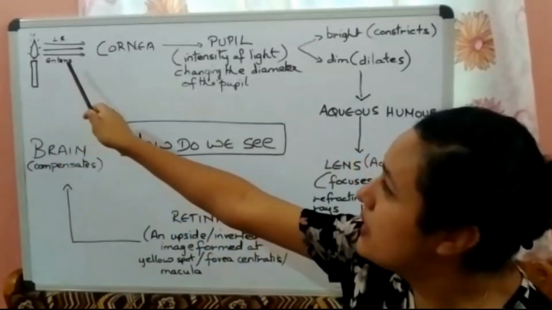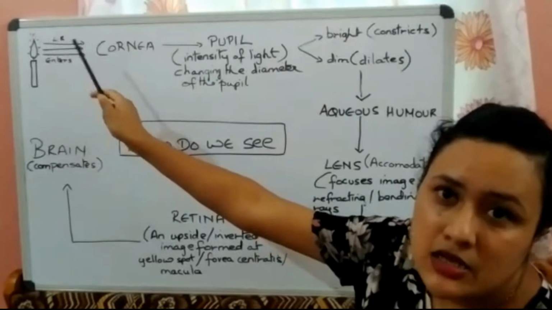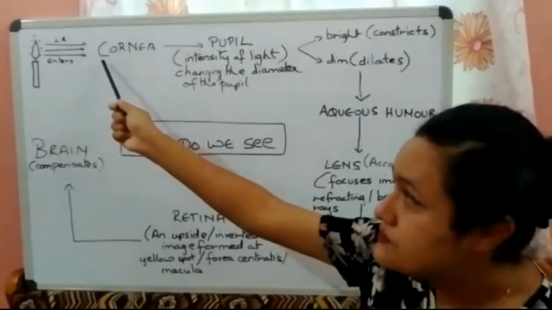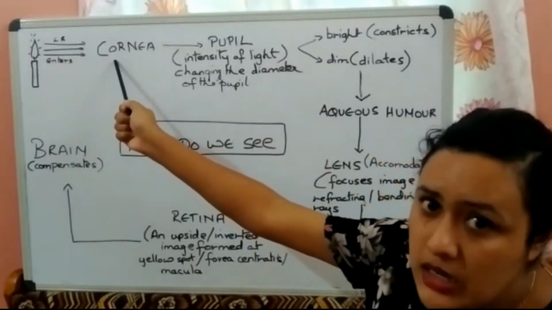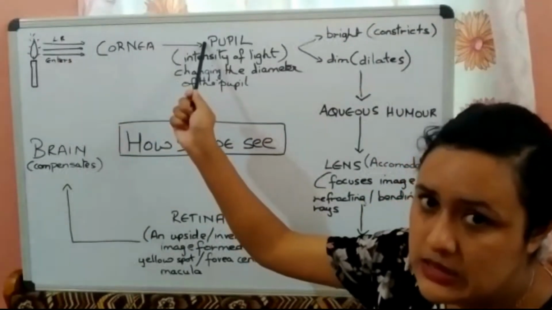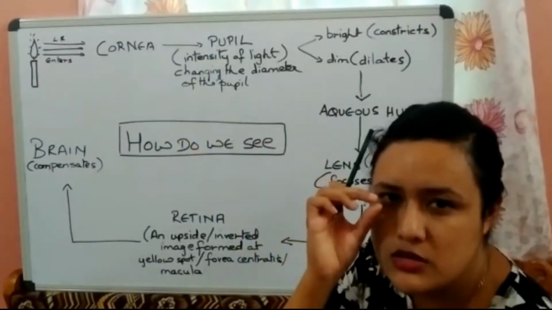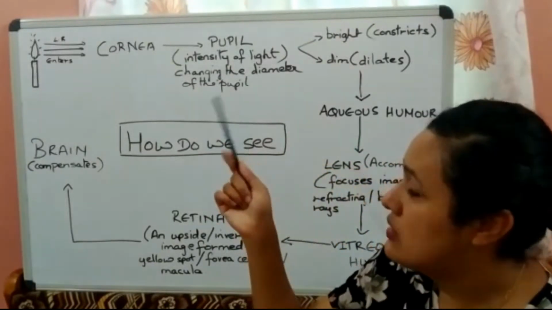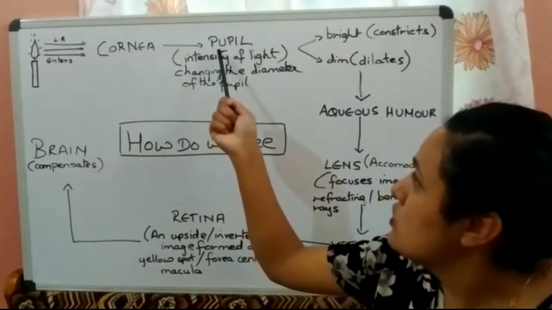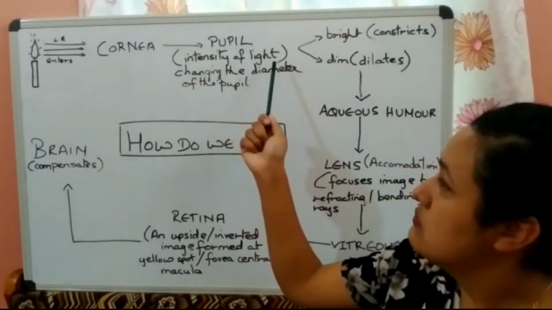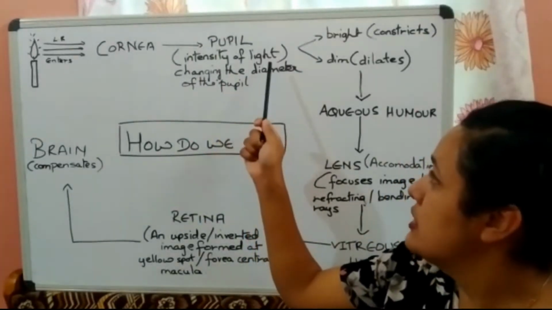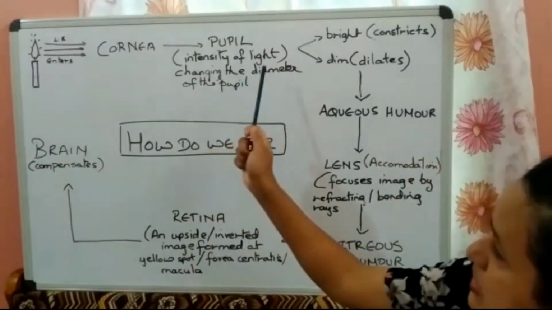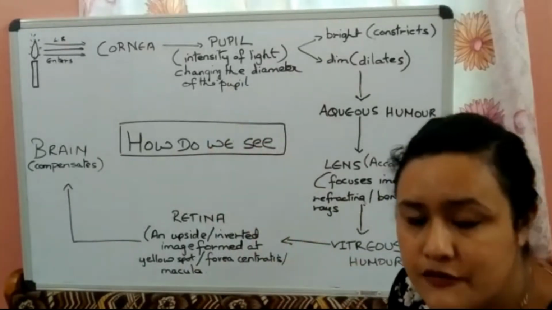The rays of light pass to the cornea, the first structure, the first layer. They strike on the cornea. Then from the cornea, they enter into the pupil. That is the window-like aperture, not gap, aperture. It is also known as the window of the eye. The pupil's main function is to control the intensity of the light, by changing the diameter of the pupil.